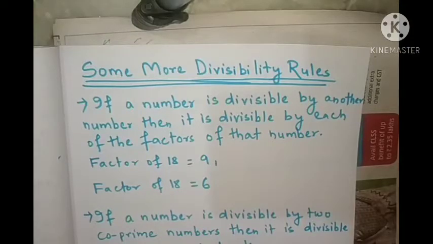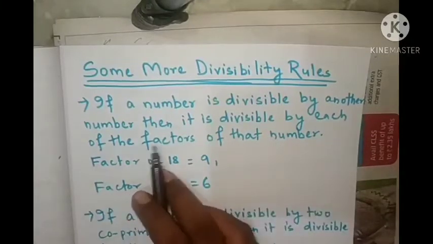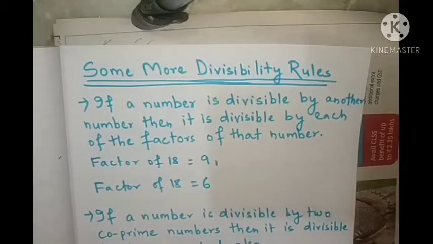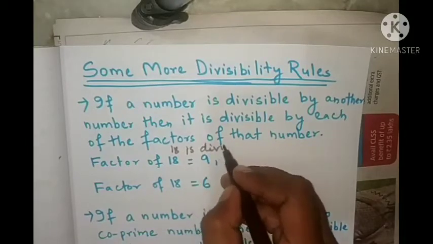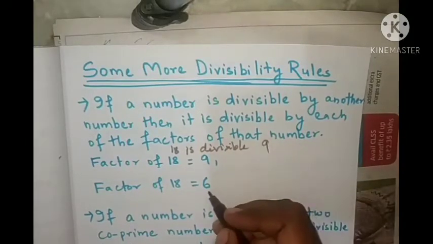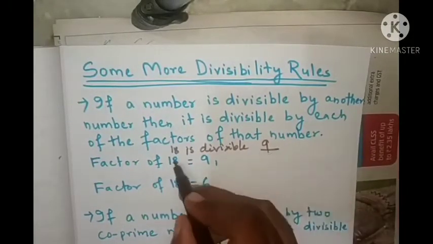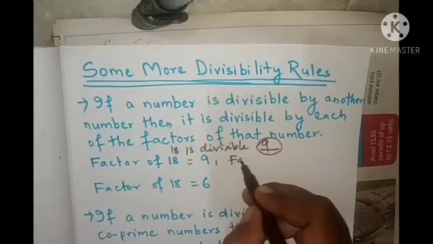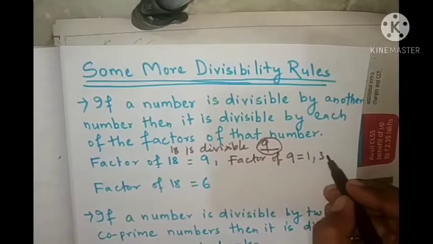So number 1, you are seeing some more divisibility rules. If a number is divisible by another number, then it is divisible by each of the factors of that number. Okay, so let's say 18 is divisible by 9. That's why 18 is also divisible by factors of 9. Let's find out the factors of 9. Factors of 9 are 1, 3, 9.